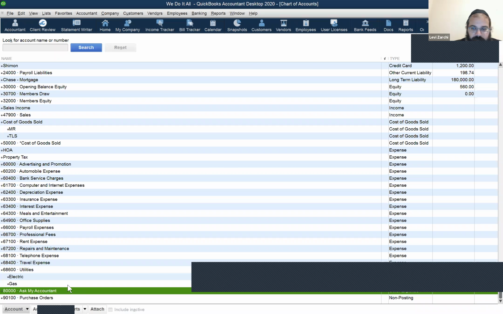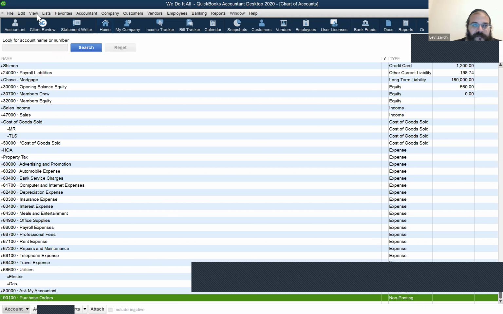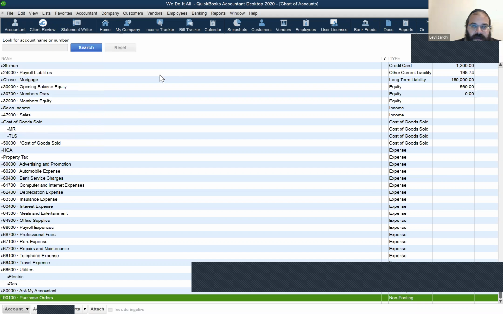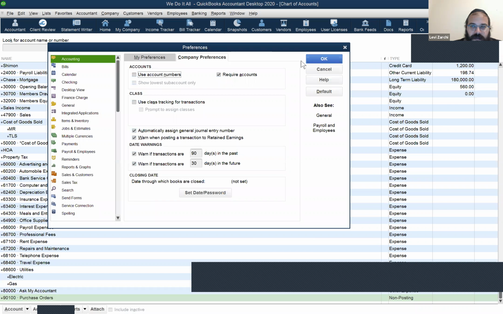Purchase order, okay. So now we did the preference of adding account numbers. I go back to preferences and I'm going to take out the account numbers. By the way, we said you have to have accounts. That's the default. The default is that you don't need account numbers, it's more cluttering. You do need accounts, but you could tell QuickBooks, I want to have account numbers and I don't want accounts.